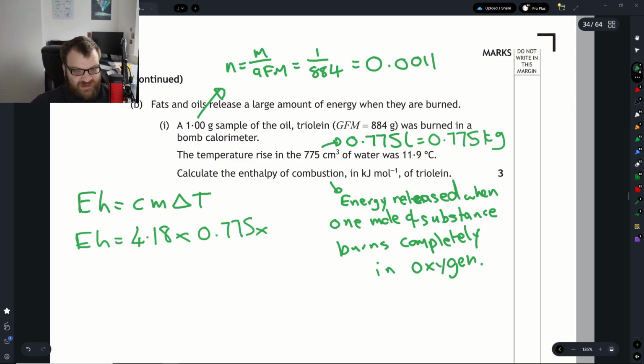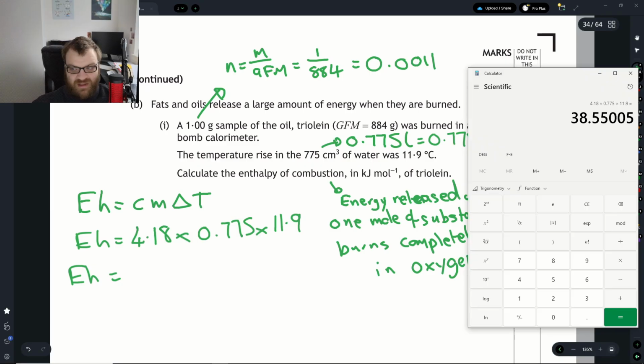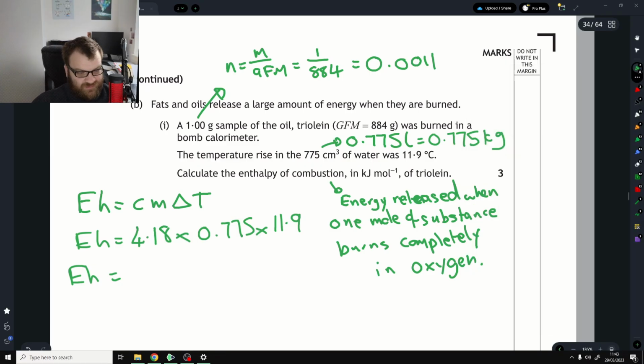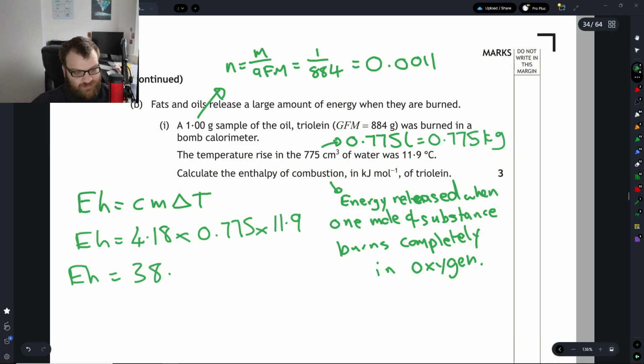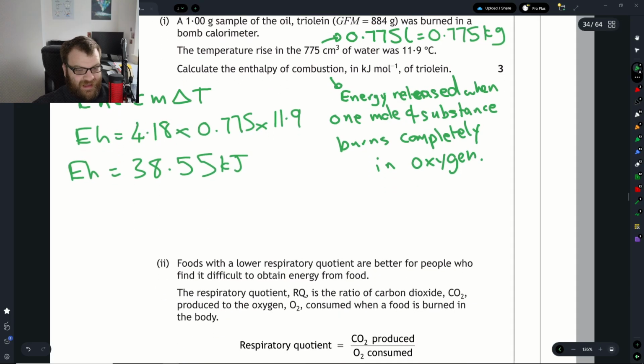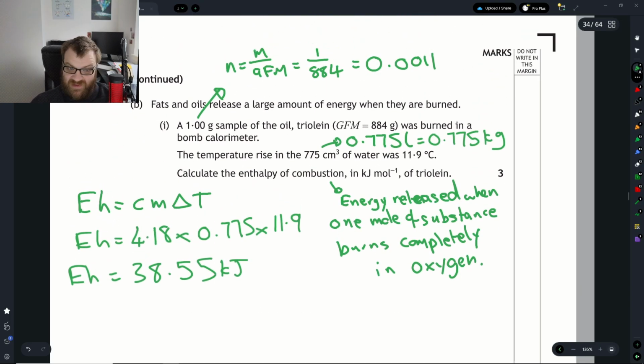0.775 times temperature changed. It's going to be 11.9. That is in the question. H equals that, 8.55. That is the energy that was released when the 1 gram was burned, and I previously converted 1 gram into 0.0011 moles. Again, multiple options.